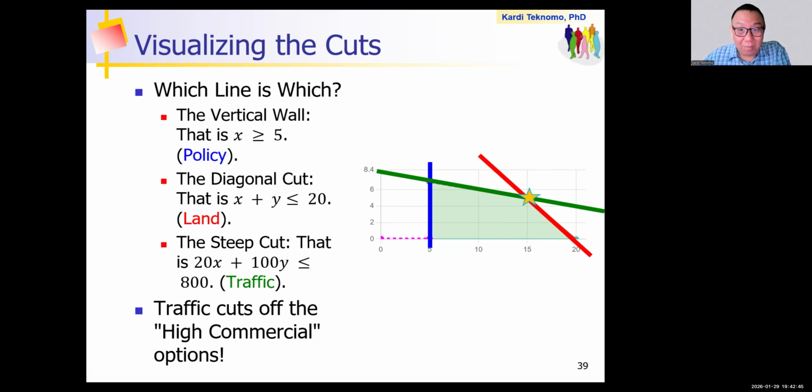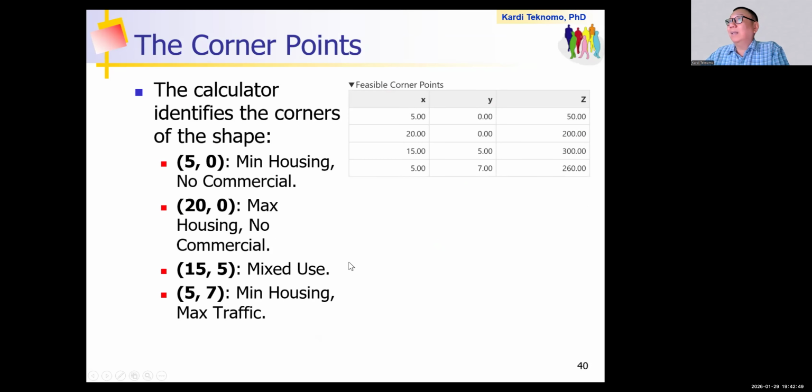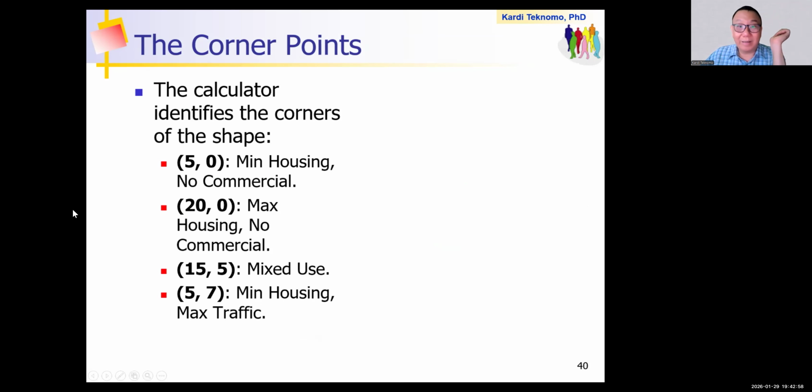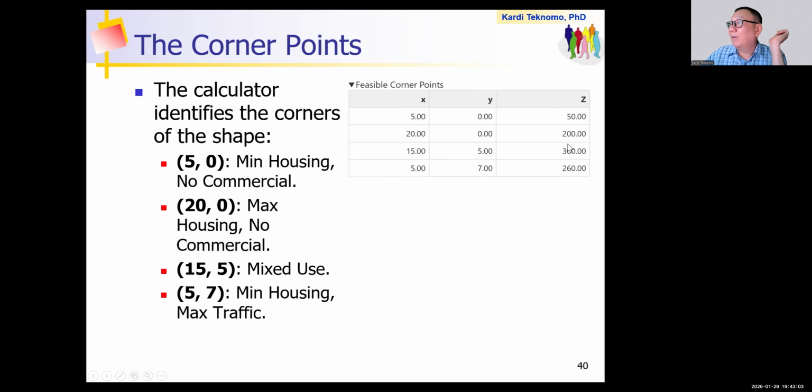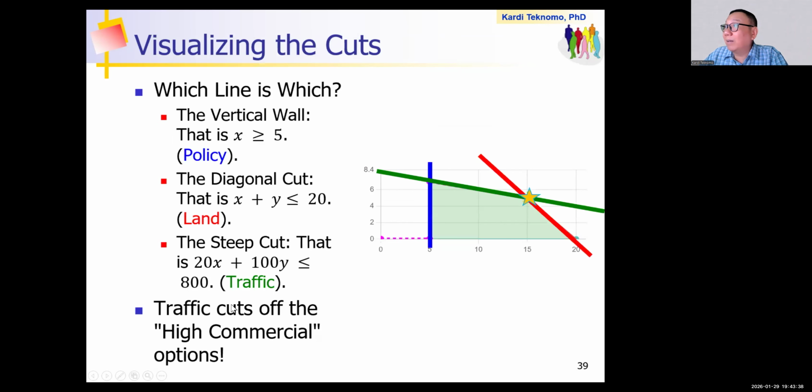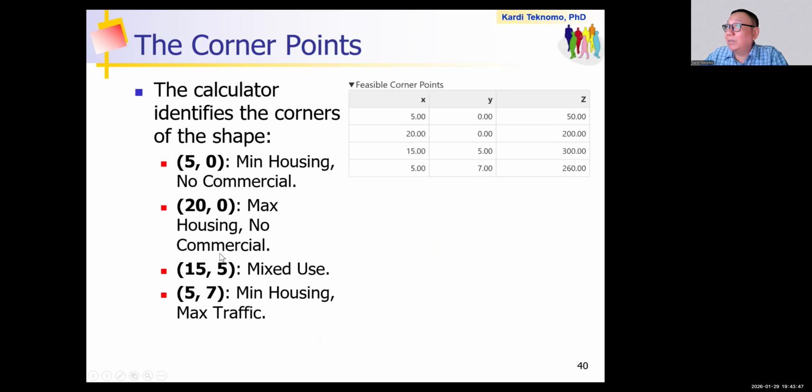Okay, so now go to the corner points. The calculator also checks the corner points. What is the meaning of 0, 1? These are the corner points, and these are the values of the objective value, z, at each corner point. 50 is minimum housing, no commercial at all. 20 means maximum housing, no commercial at all. 15.5 is a mixed land use between 15 housing and 5 commercial. And 5.7 is the minimum housing with maximum traffic. If you look at the drawing, you will see what the corners mean. I hope this is clear enough.